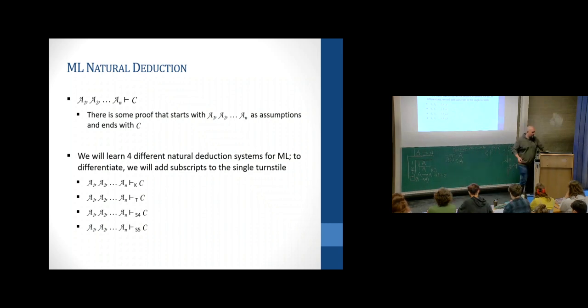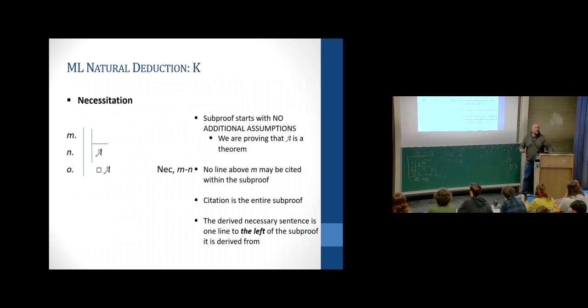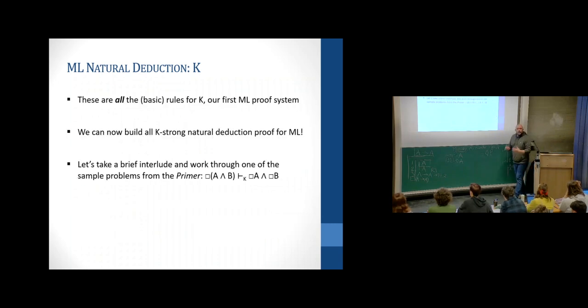So, okay, that's that. Now, again, our two basic rules for K. We had modal ponens. That was that if you have a boxed conditional and you have a boxed antecedent, you can derive the boxed consequent.